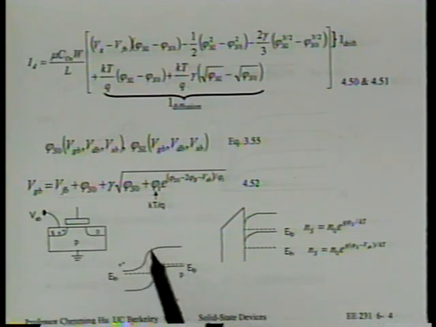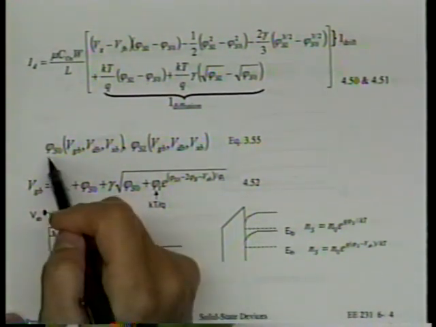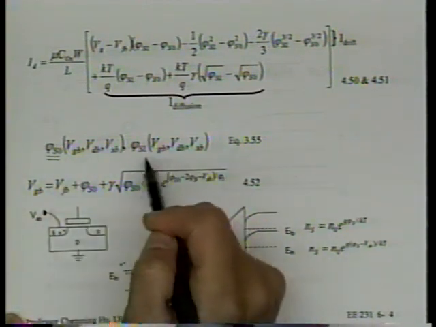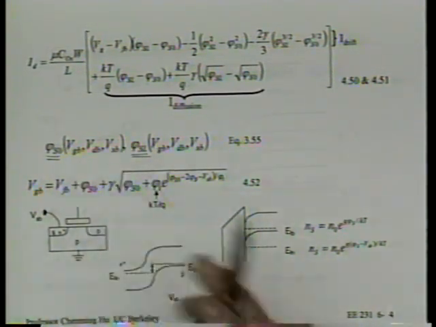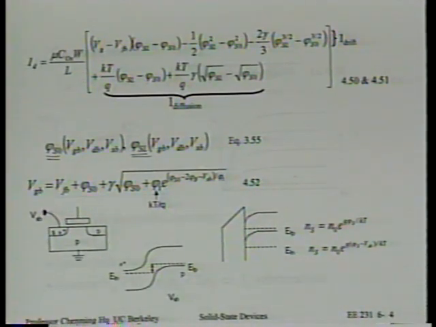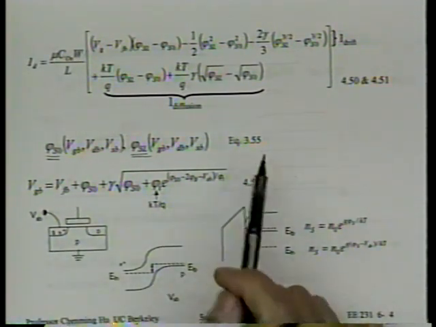So what we're missing is to figure out what is phi s at the source and phi s at the drain as a function of VG, VD, and VS. Is that right? Okay. Actually, we have done this. We did this in chapter 3.